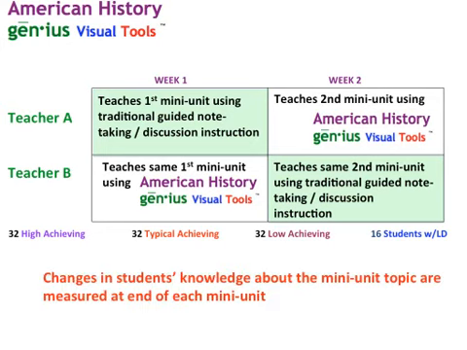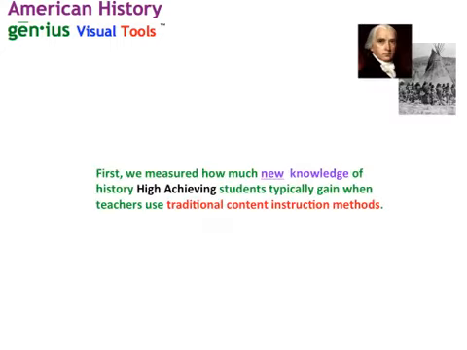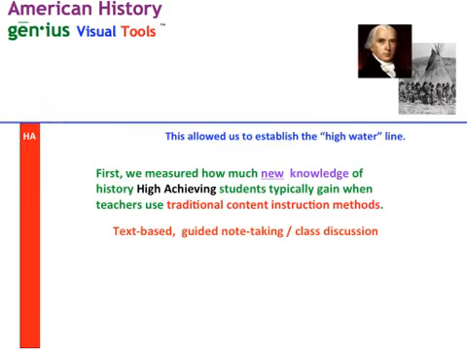So again, we're looking at changes in how much knowledge of history was gained as a function of the instruction that was being used. And so first we measured how much new knowledge of history high-achieving students typically gain when traditional content instruction is used. And so basically that allows us to create a high water line in terms of what's the best we could expect to happen in a typical classroom when traditional instruction is used.